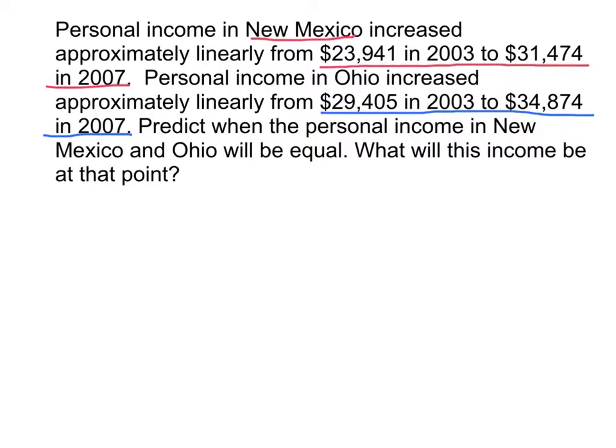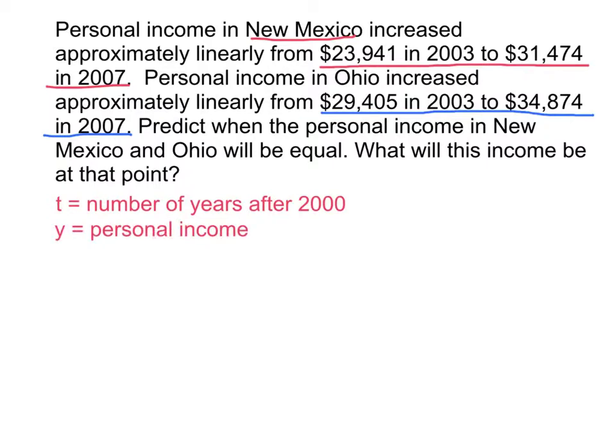We're going to let t represent the number of years after 2000. And just like before, we're going to have to create two different equations so that we have a system of equations. But this time we're going to do it a little bit differently. We're going to let y represent the personal income. The key thing to realize is that we're given two different ordered pairs for New Mexico and also for Ohio. Let's start with New Mexico.